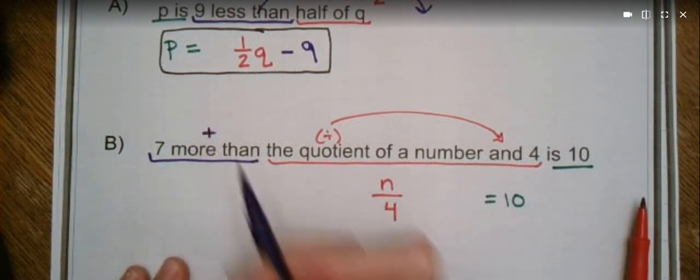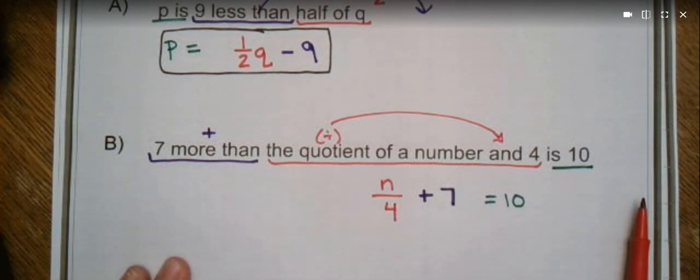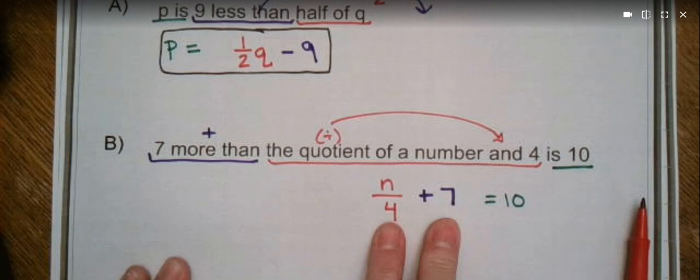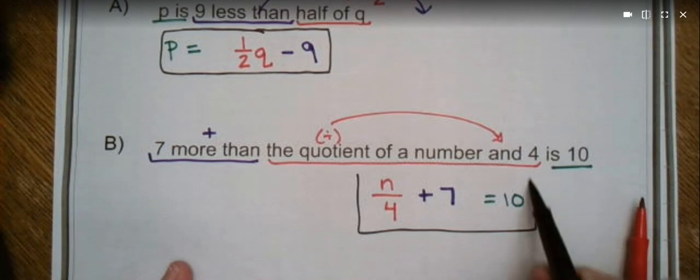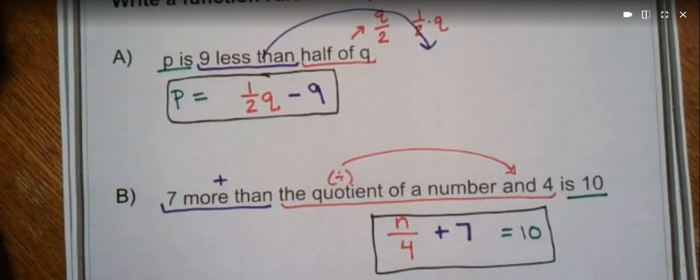More than means to add. If we want 7 more than this, we have to add 7 onto it. Because addition is commutative, I could have these two in either order, doesn't really matter. Okay, so I've got 7 more than the quotient of a number and 4 is or equals 10. And then that would be my function or my equation for that sentence. So it looks like sentences went pretty well.